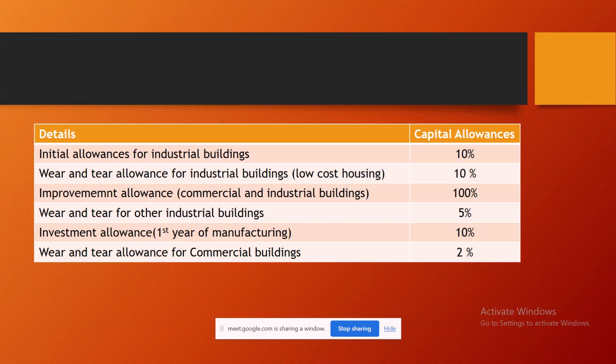And these low-cost housing are dwelling houses for those who are employees of a particular entity to qualify. So we also have improvement allowance in form of commercial and industrial building. That can be 100% if it is a farming activity. Wear and tear allowance for industrial building is 5%. Investment allowance is given to a taxpayer in the first year of manufacturing at 10%. Wear and tear allowance for commercial building is at 2%.